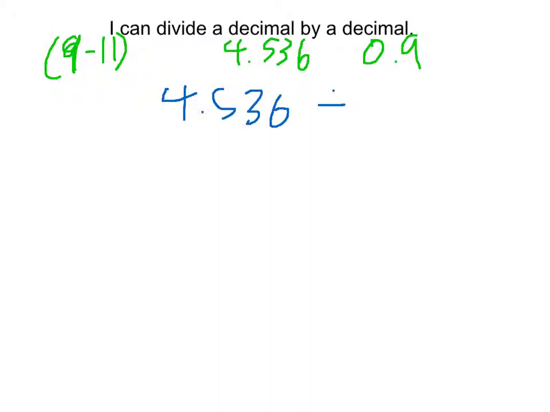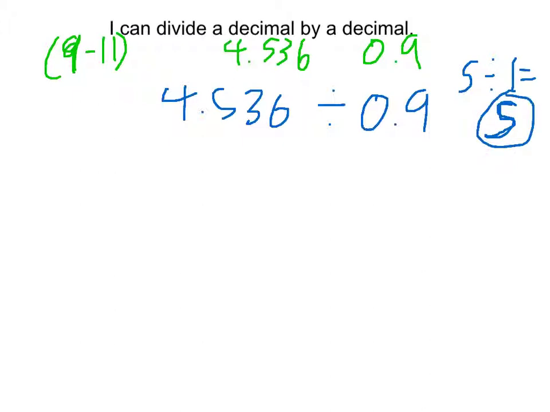4.536 divided by 0.9. And then we're going to do our estimate. 4.5 is about 5 divided by 1, which is about 5, which is exactly 5 actually, our estimate. But our estimate is about 5. Then we're going to dive into the problem. We're going to save that estimate for later.